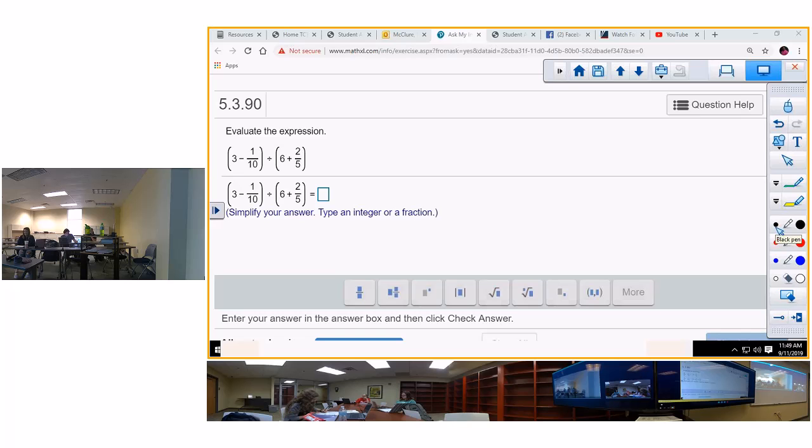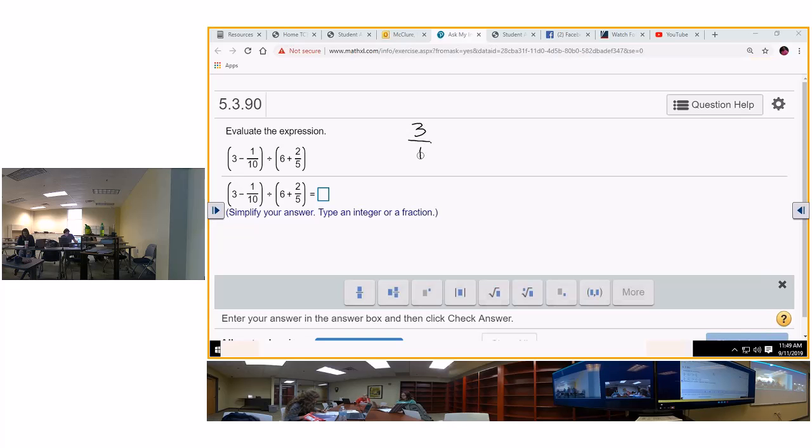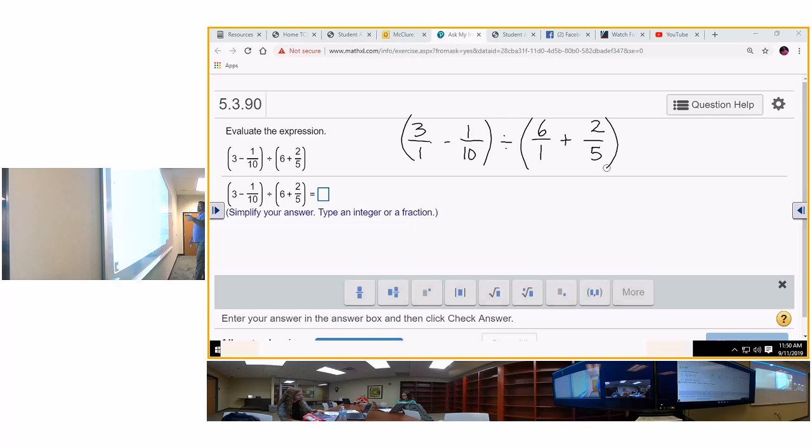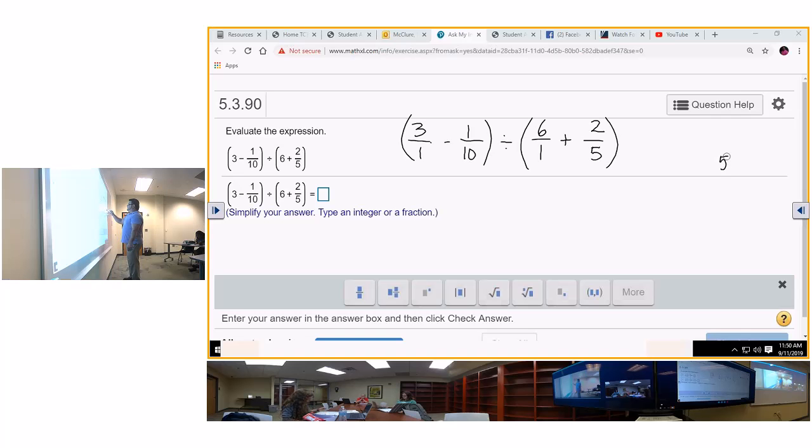Probably. 3 over 1 minus 1 over 10, multiplied by, divided by 6 over 1 plus 2 over 5. Now, from the last problem, you know that the common denominator is 10, but I'm going to go over here and do 5, 10, 5, 1, 2, 2, 1, 1. So that's our common denominator of 10.